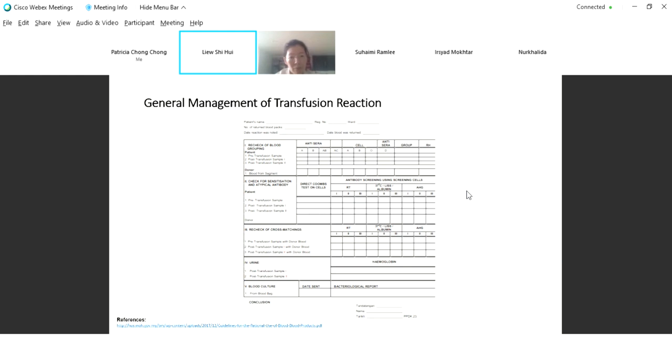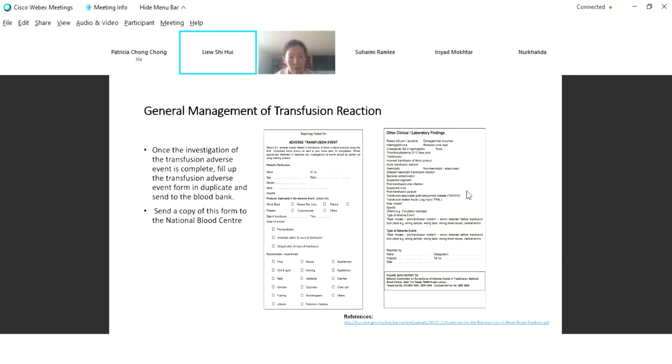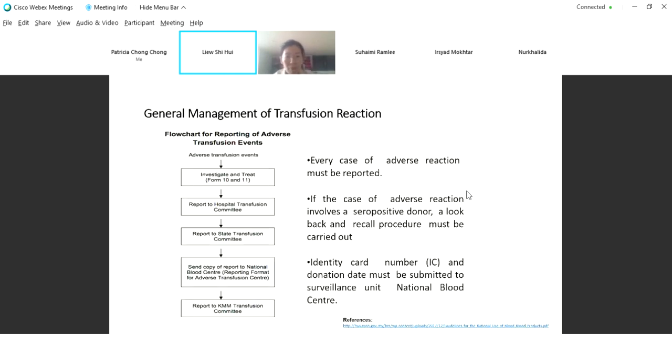This is the second page of the form. Next. Here is the form of the adverse transfusion event which we have to send to the blood bank and also the National Blood Center. So for every case of adverse reaction, we must report it. And if we find a case involving a seropositive donor, we should do a look back and also the recall procedure. And then the IC number and also the donation date of the particular donors must be submitted to the surveillance unit of the National Blood Center.